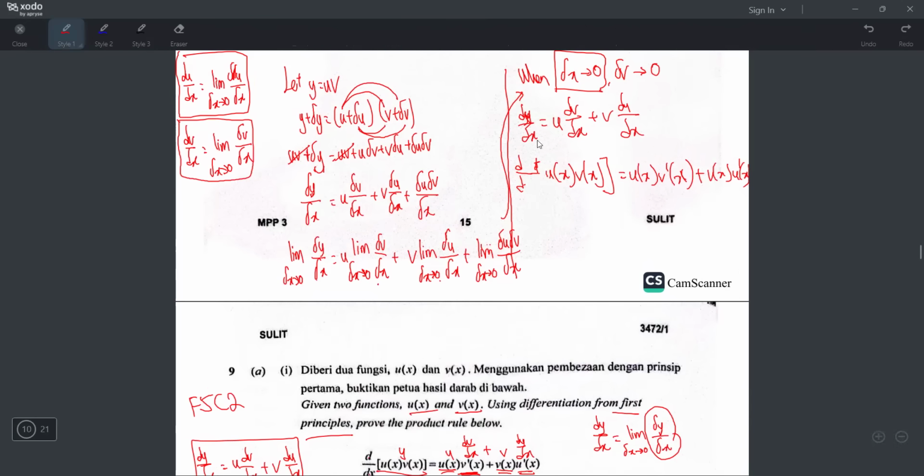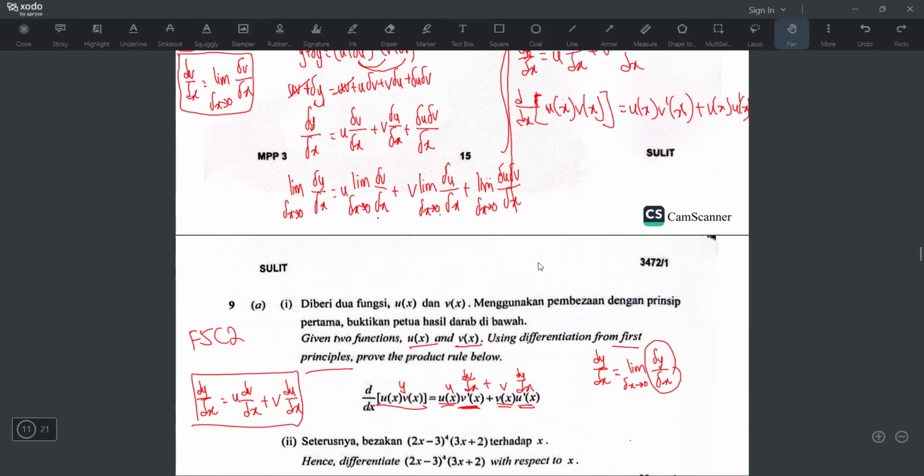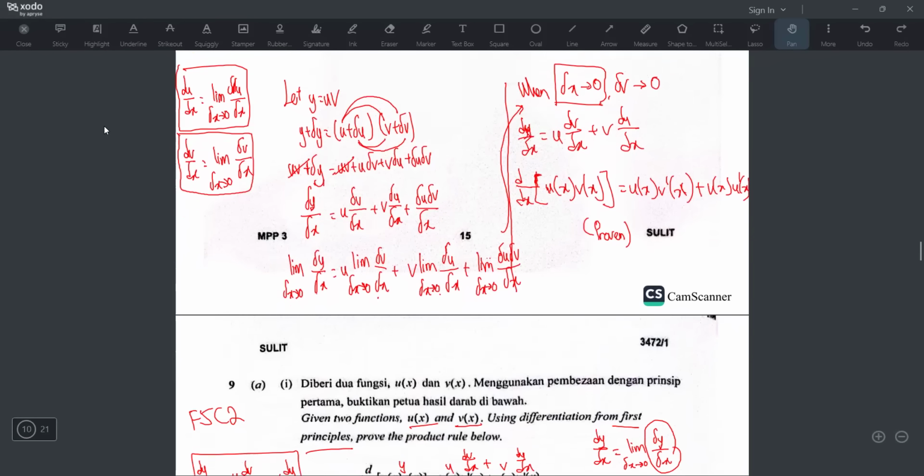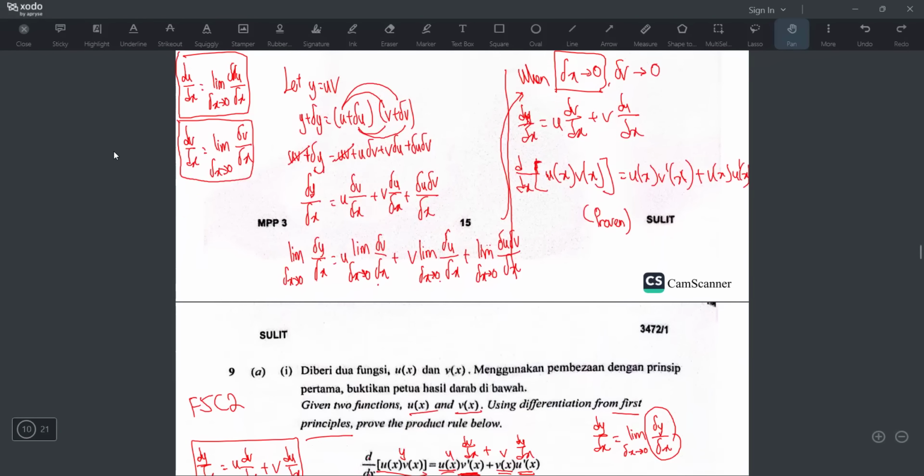Okay. So this is how I would do it. As you can see, this is already the same as what they want us to prove here, right? So they want us to prove. So after we are done, just write the word proven. Yeah, so that's how I would do it. Okay, this is how I prove the product rule. All right, that's all.